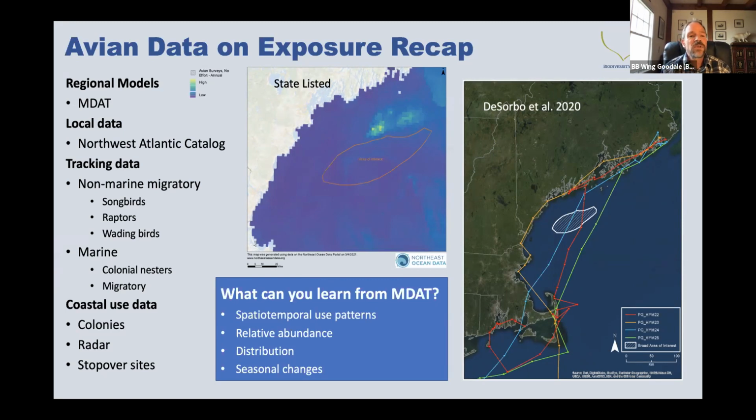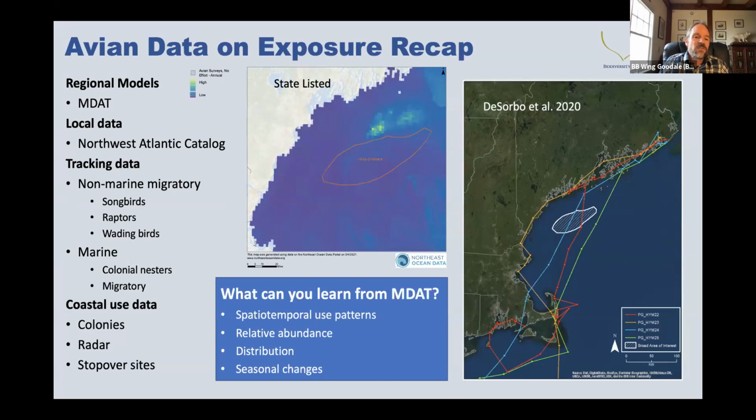An example of that is right here in the middle of the slide, the state listed species. We also have some local data, which I'm going to show in the next slide, that we were able to discover in the Northwest Atlantic Seabird Catalog, and I'll discuss that a little bit in a moment. There's also tracking data for a variety of species for the Gulf of Maine. This includes non-marine migratory birds such as songbirds and raptors. So you can see some track lines here of peregrine falcons moving through the Gulf of Maine. We also have some select tracking data for seabirds as well, some from colonial nesting areas, some migratory data, as well as some birds that are actually wintering in this area.